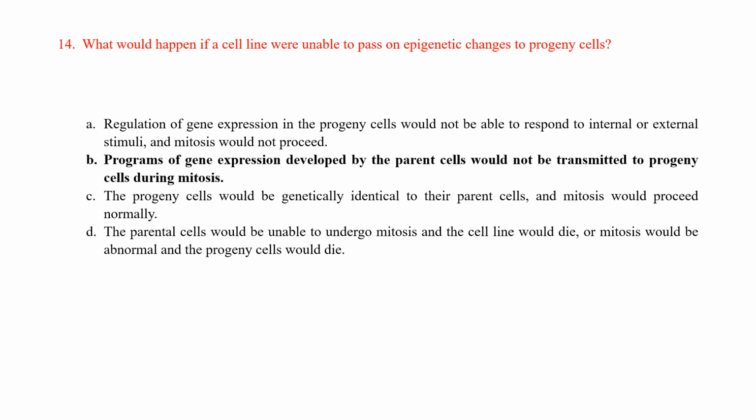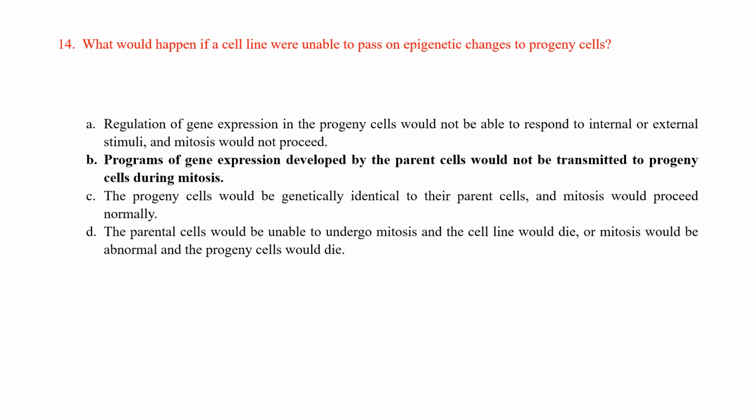Answer is B. The programs of gene expression developed by the parent cells would not be transmitted to progeny cells during mitosis. So this is the basics of epigenetic inheritance. So very simply, any histone modification from the parent cell gets passed down to the progeny cells with each division of mitosis. So if they were not able to pass down epigenetic changes, it doesn't mean mitosis would not proceed, which means that letter A and letter D are simply not true. The mitosis will still occur.